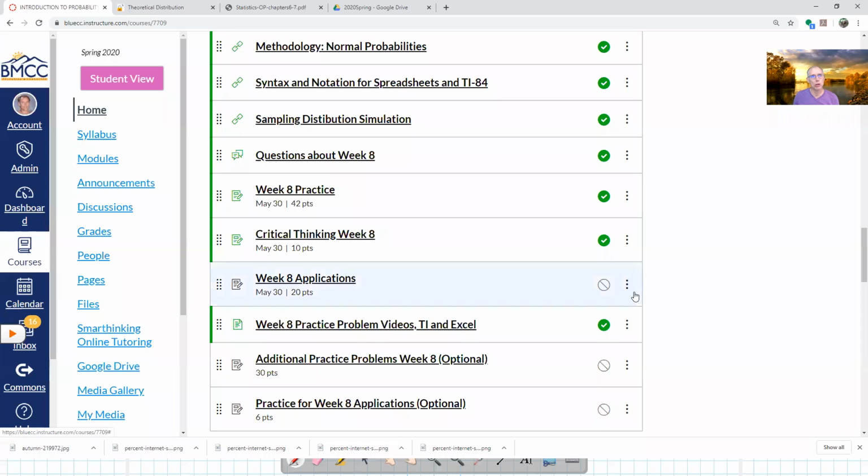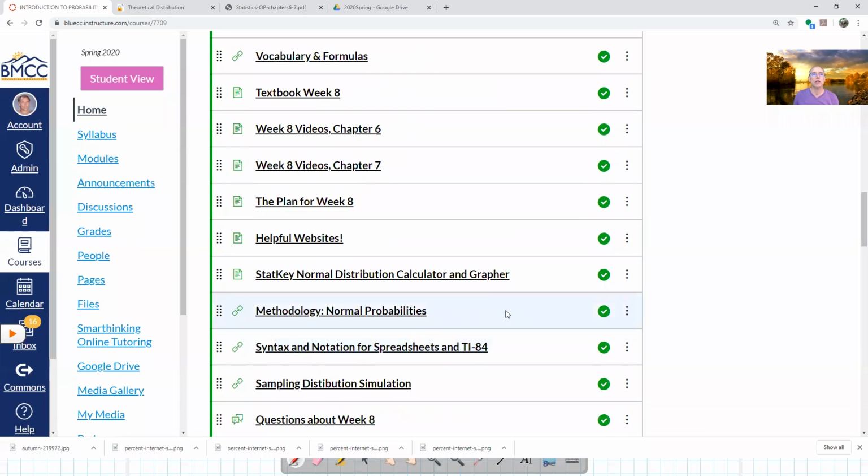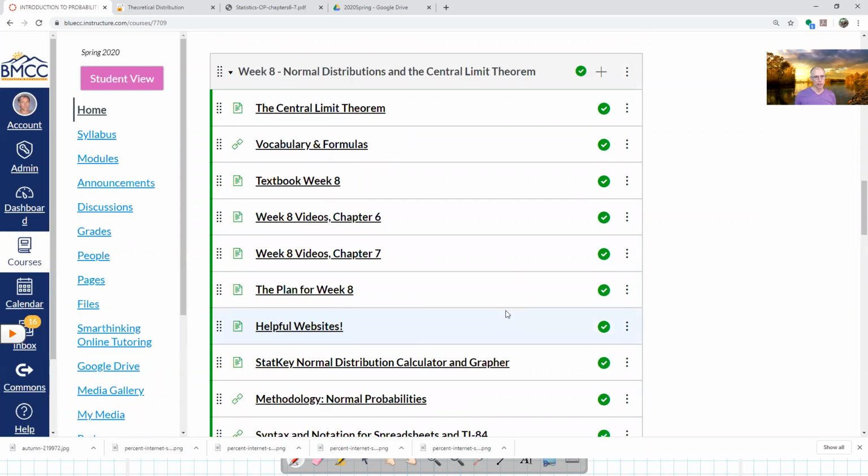Off we go. So this week, again, more with distributions. In particular, we'll focus on the normal distribution and a related idea called the central limit theorem. Please be sure to read the textbook, and there's a bunch of chapter 6 videos and chapter 7 videos, some by me and some by others.